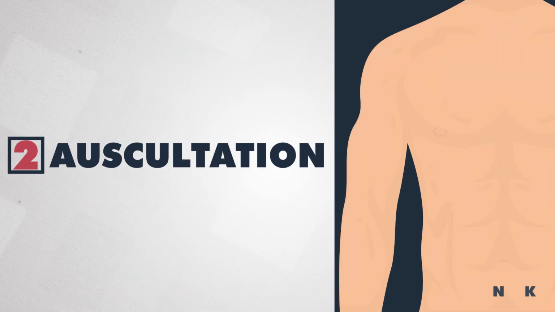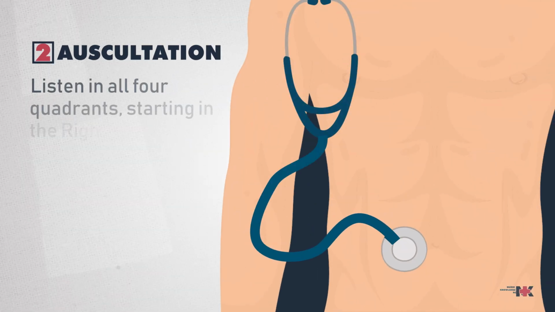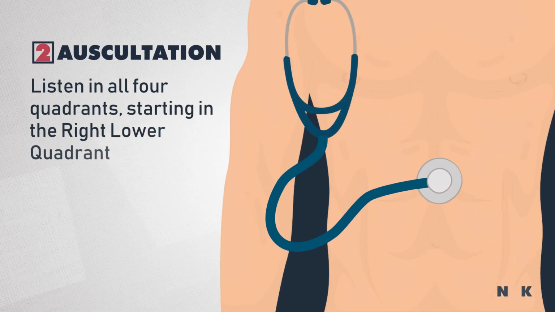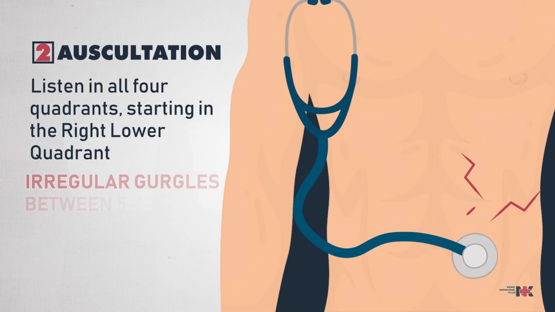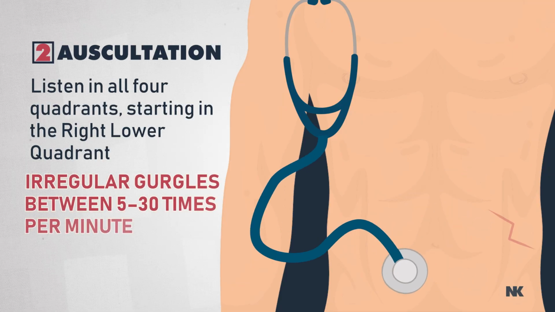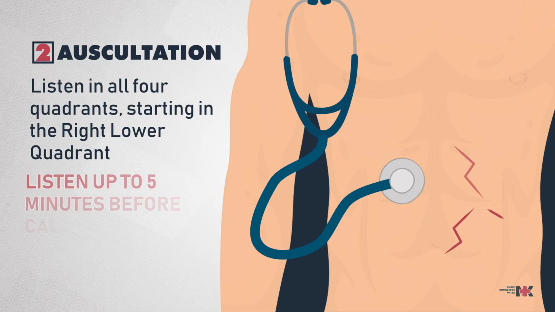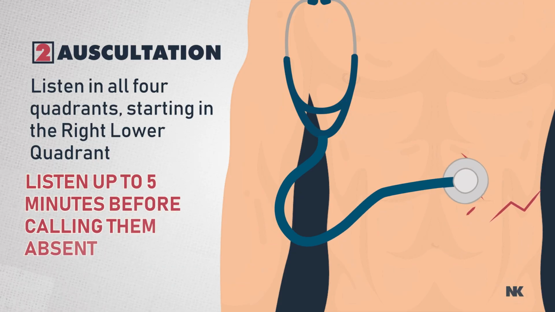Second, we auscultate. Place the diaphragm on the skin and listen in all four quadrants, starting in the right lower quadrant. Normal bowel sounds are irregular gurgles between 5 to 30 times per minute. If there is no sound, listen up to 5 minutes before calling them absent.